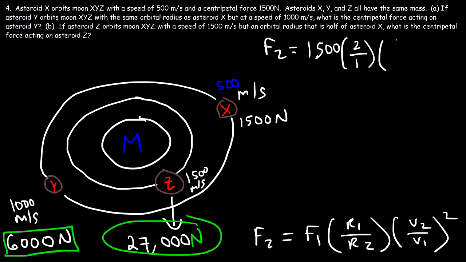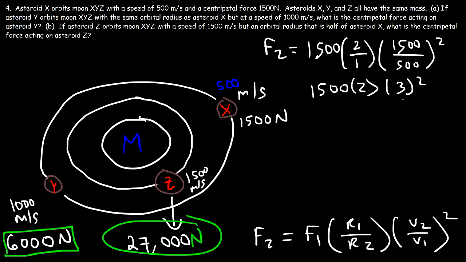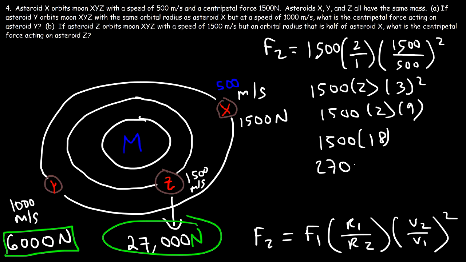V2 is 1500. V1 is 500. And then that's squared. So we have 1500 times 2, and then 1500 over 500 is 3. 3 squared is 9. And 2 times 9 is 18. So then we have 1500 times 18, which is going to be 27,000 newtons. So that's how you can get the answer.